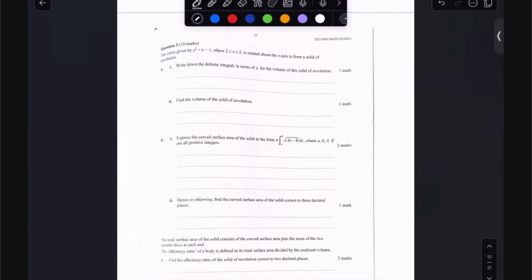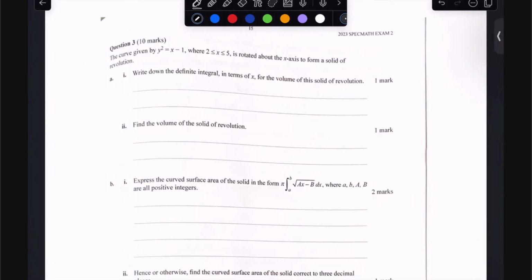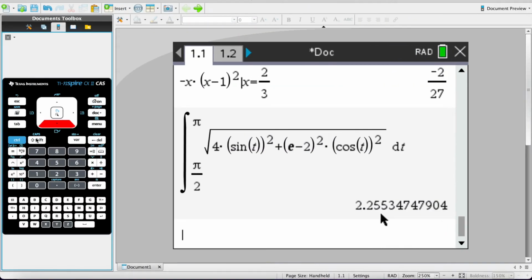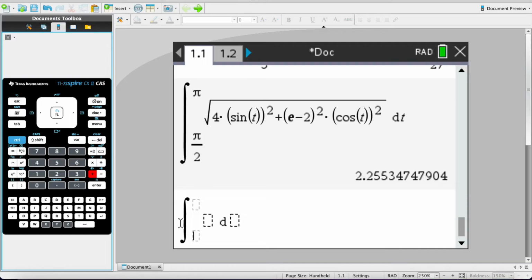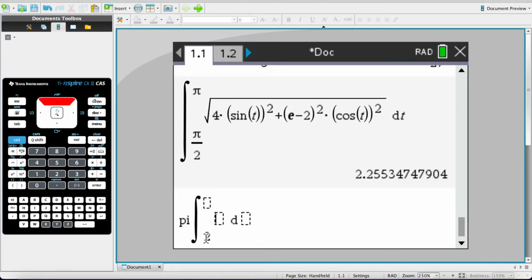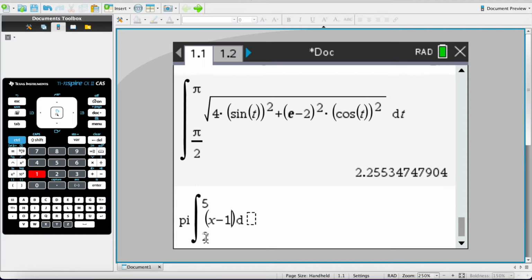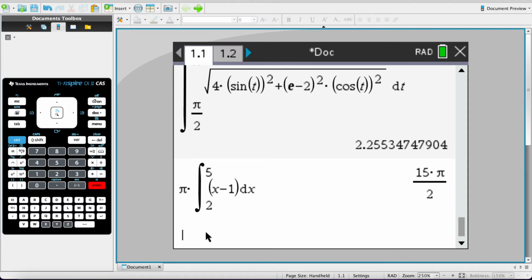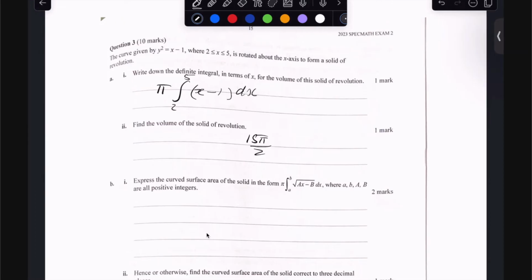The curve given by y squared is equal to x minus 1, where that is rotated about the x-axis to form a solid of revolution, write down the definite integral. It's rotated about the x-axis, so pi times the integral from 2 to 5 of y squared dx, so x minus 1 dx. And the volume of this solid of revolution, I'm just going to chuck that straight in the CAS. And you get 15 pi over 2 units cubed.